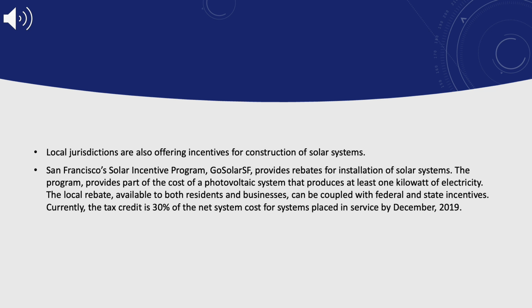San Francisco's solar incentive program, Go Solar SF, provides rebates for installation of solar systems. The program provides part of the cost of a photovoltaic system that produces at least 1 kilowatt of electricity. The local rebate, available to both residents and businesses, can be coupled with federal and state incentives. Currently, the tax credit is 30% of the net system cost for systems placed in service by December 2019.